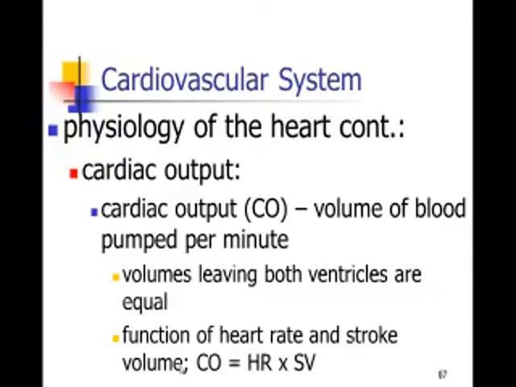The cardiac output is actually a function of heart rate and stroke volume. So here we have an equation. I know some of you are probably math challenged and are concerned about this, but it's not all that bad. So cardiac output is equal to heart rate, the number of beats per minute, times the amount of blood that gets pumped per contraction. That's the stroke volume.